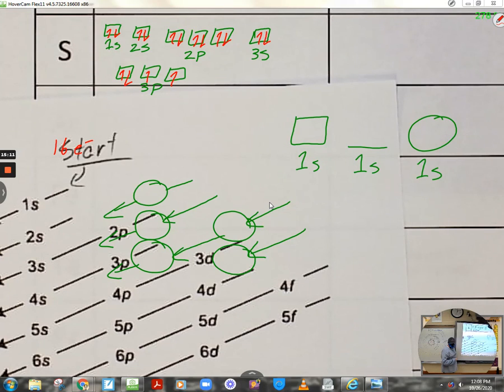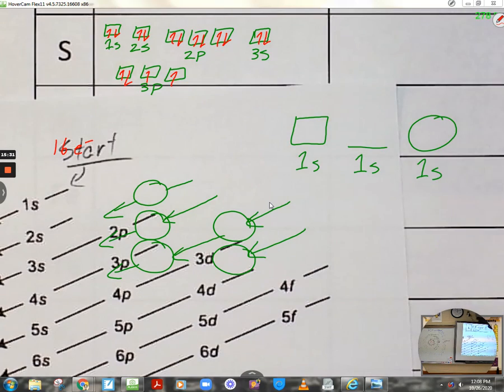Questions? Where do I start? Is this making sense? Or are you kind of like, I know there's something there, but I don't quite get what yet? Is that anybody? Or is it making perfect sense to anyone? Okay. So, that's the orbital diagram.